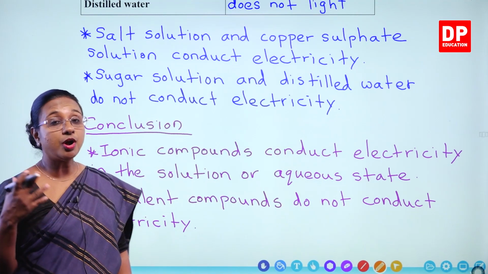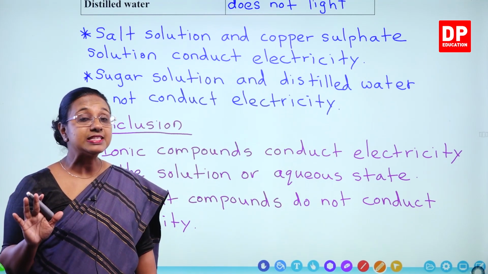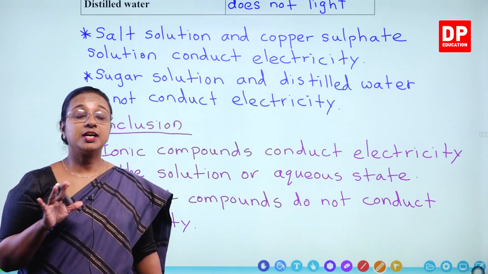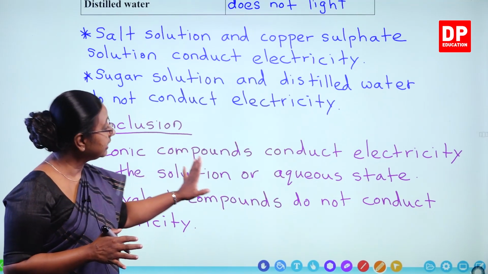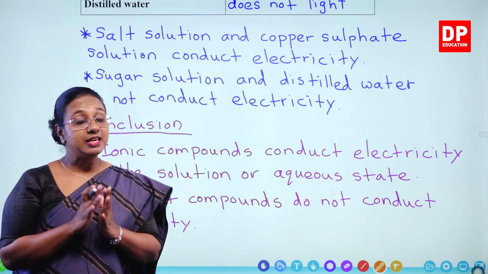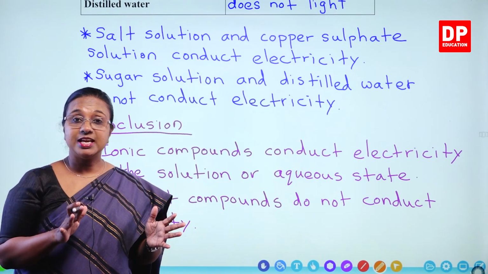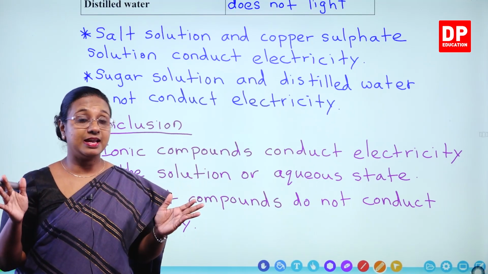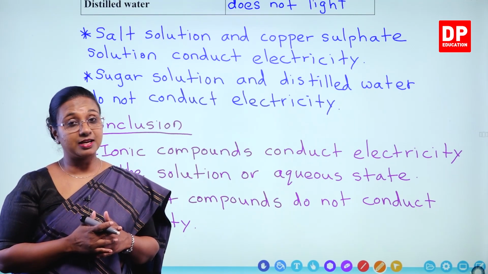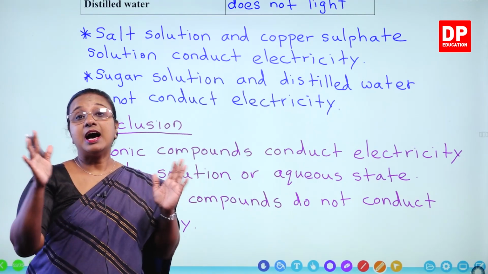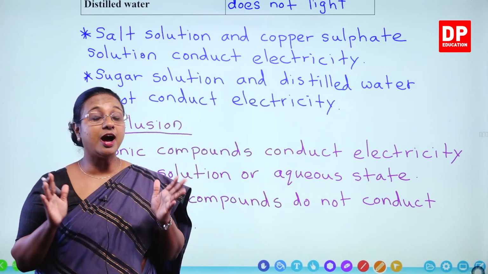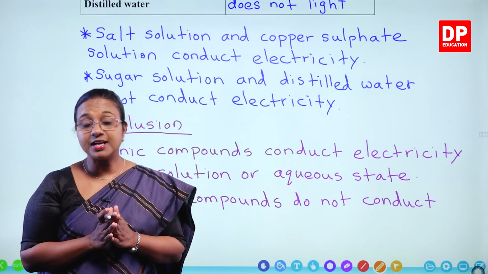Actually, they do not conduct electricity except graphite. None of the other covalent compounds conduct electricity. But ionic compounds don't conduct electricity in their solid state. The reason is, in the solid state, there are no mobile ions. If the ions, the charges, move, only then will electricity be conducted. So, in the solid state, the ions are static, electrostatic charges. So, they can't move. Because of that, they don't conduct electricity.